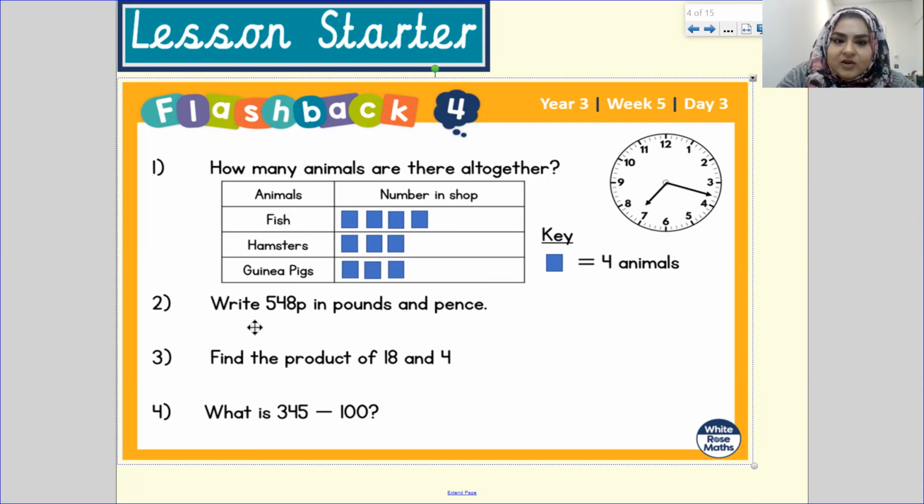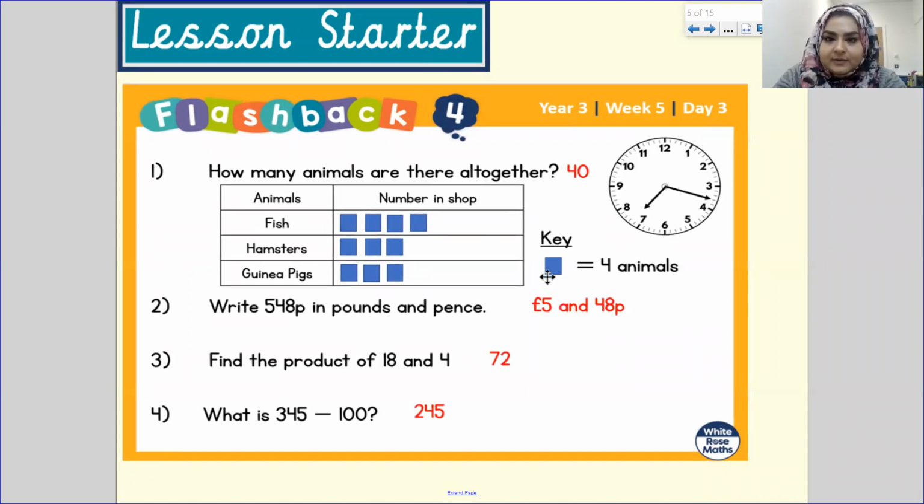Now, it says here, write 548p in pounds and pence. So your answer should be, remember when we split the amount. So 5 means 500, 48 means 48p. So we know it'll be £5.48. Now it says find the product of 18 and 4. And what is 345 take away 100?